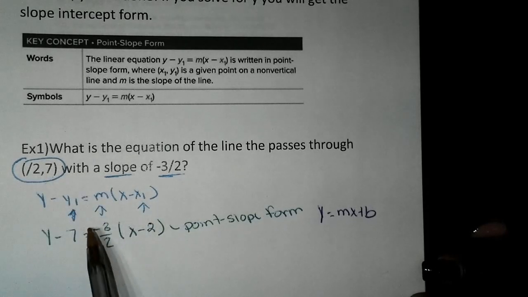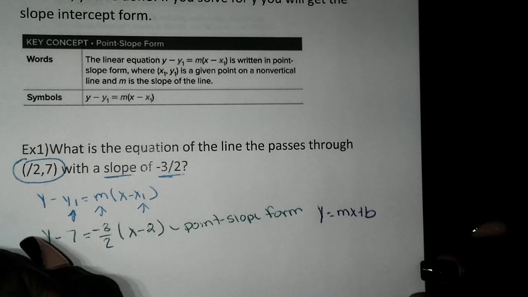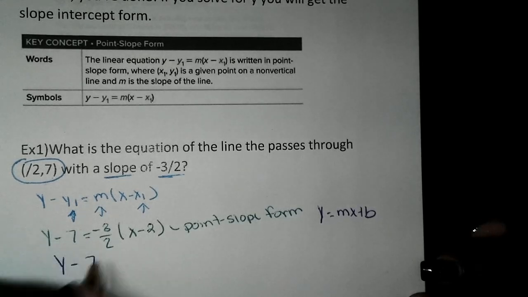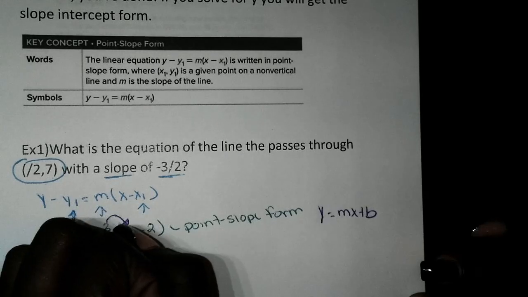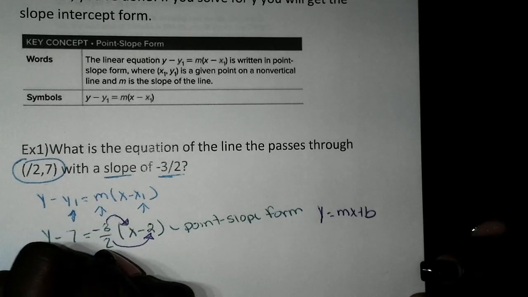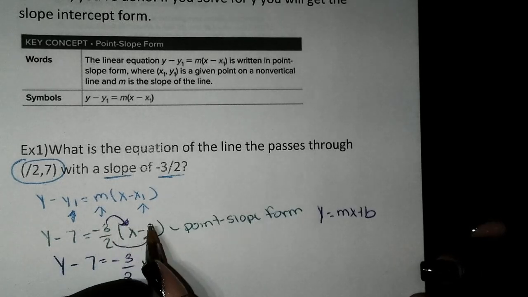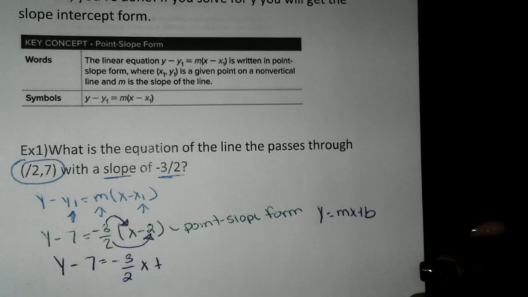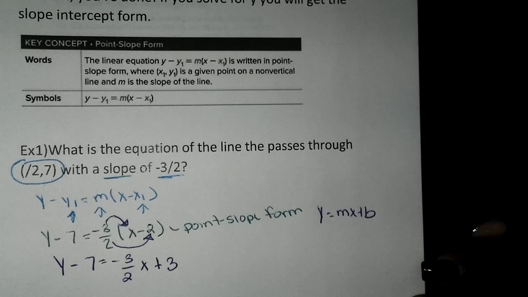So I need to first use the distributive property to combine my -3/2 with my x and my 2. So that becomes y minus 7 equals, and then remember the distributive property, -3/2 x, and a negative times a negative gives me a positive, plus in this case +6/2, which would be +3.